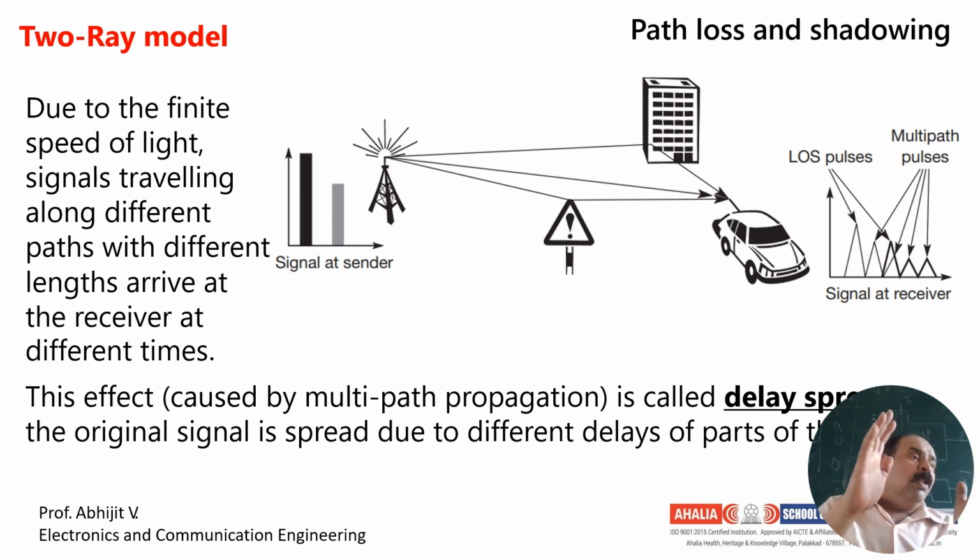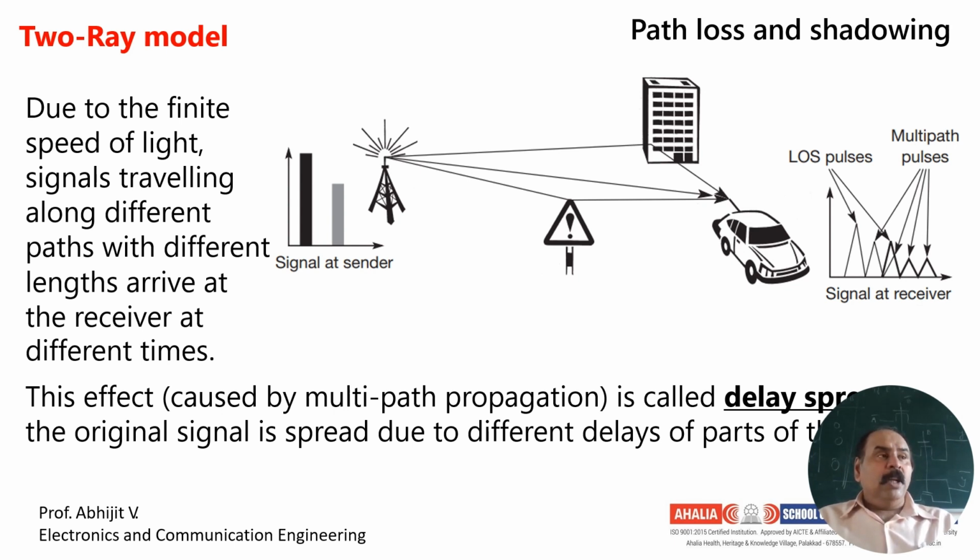And these things will be very commonly used in your future modeling. So you should understand the definition of delay spread very clearly. What is meant by delay spread? This effect caused by multipath propagation is called delay spread. The word delay spread is not visible because of the can. The word here is delay spread.